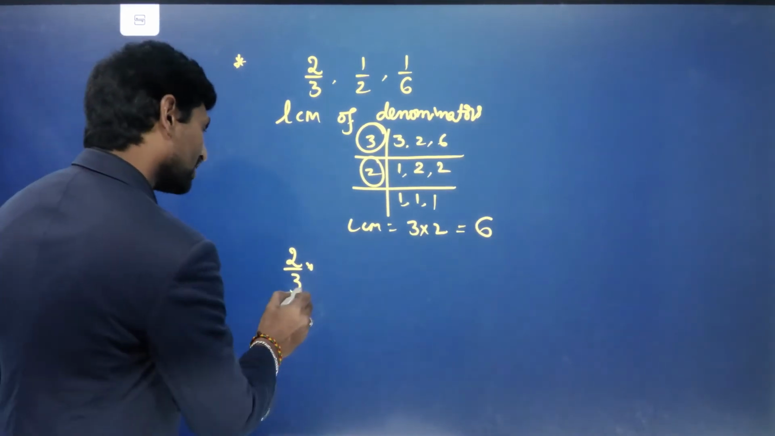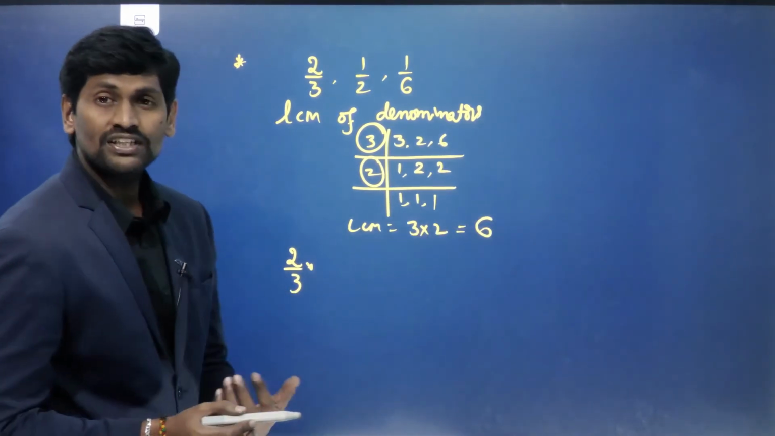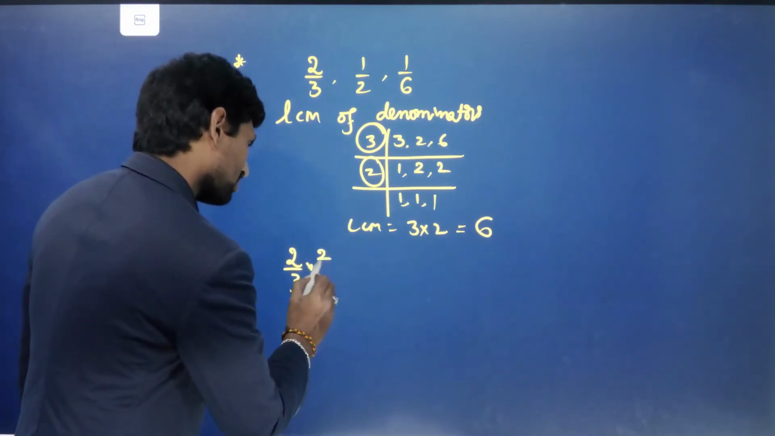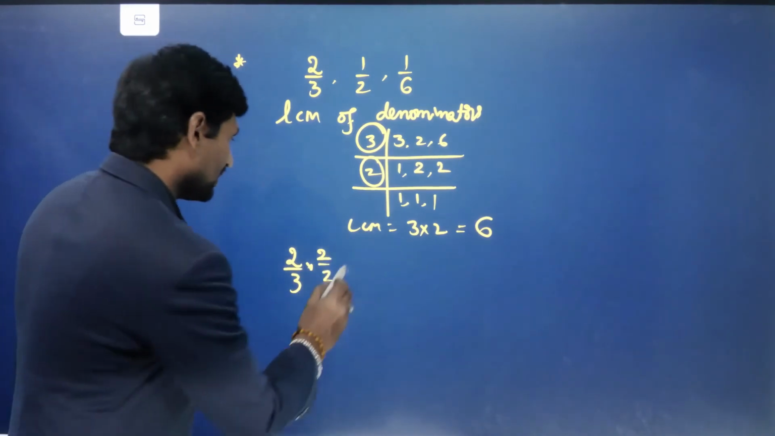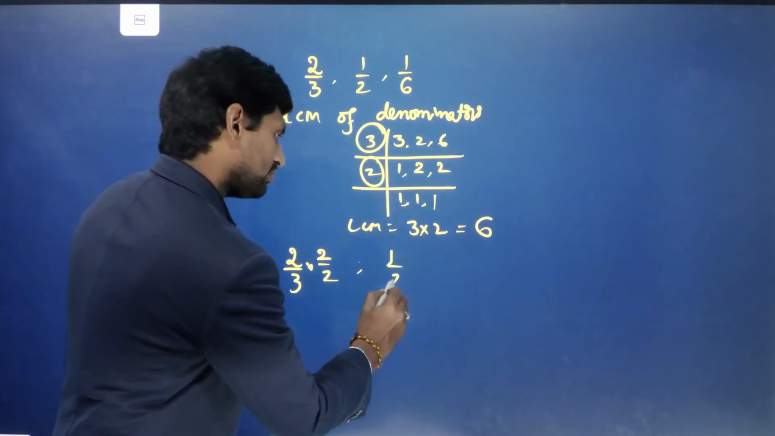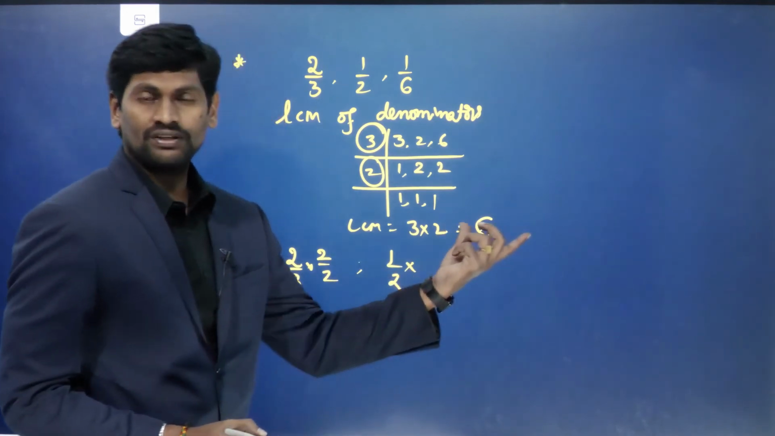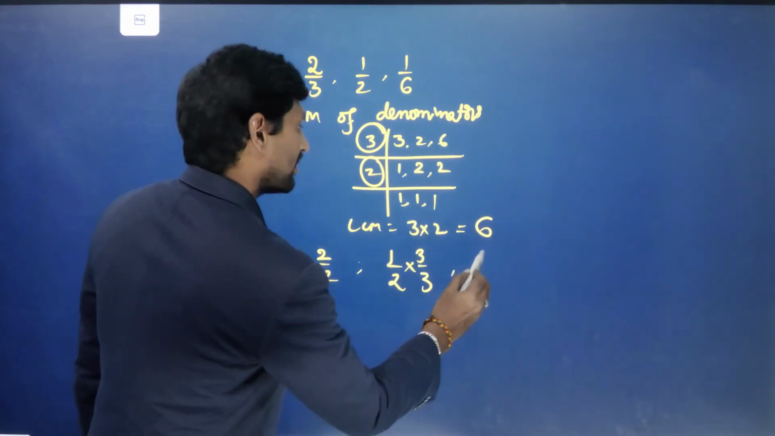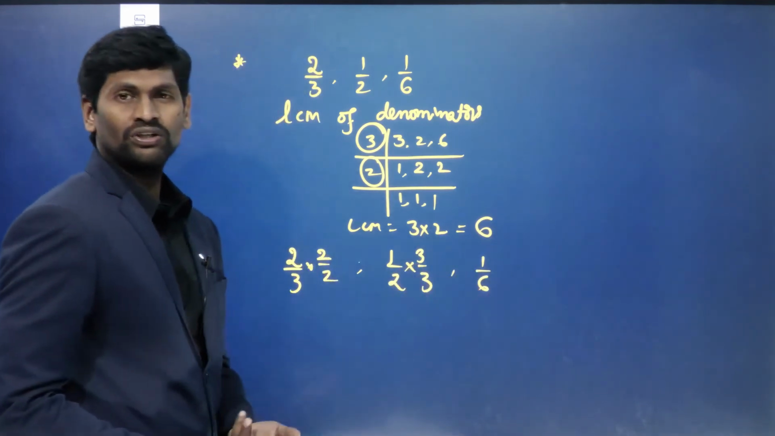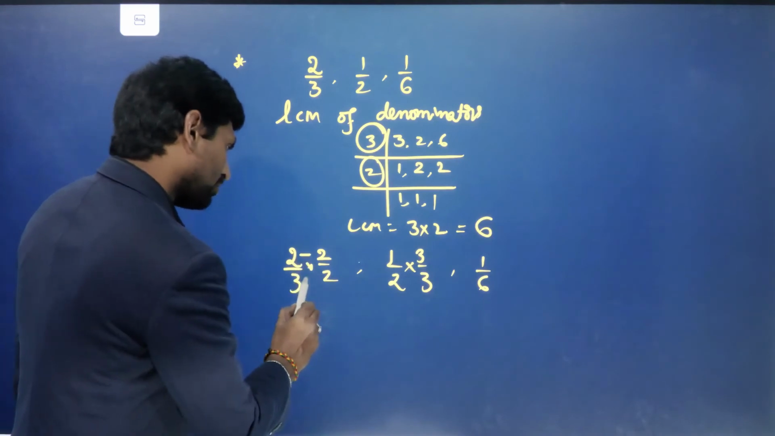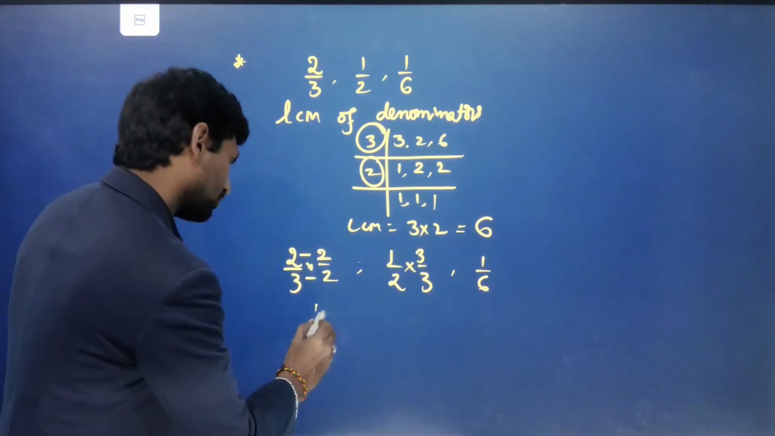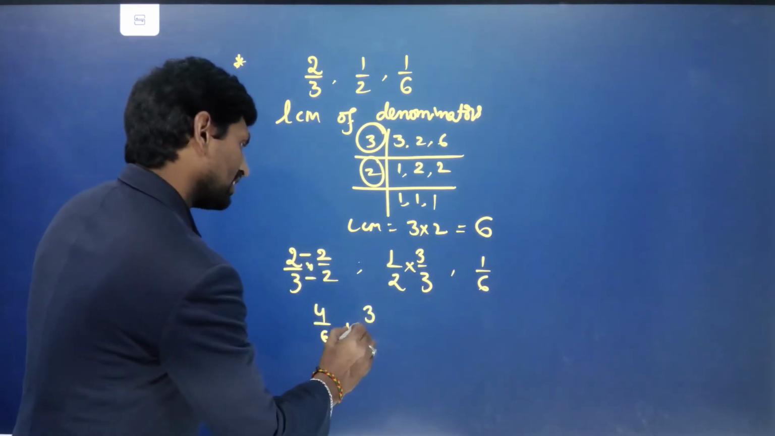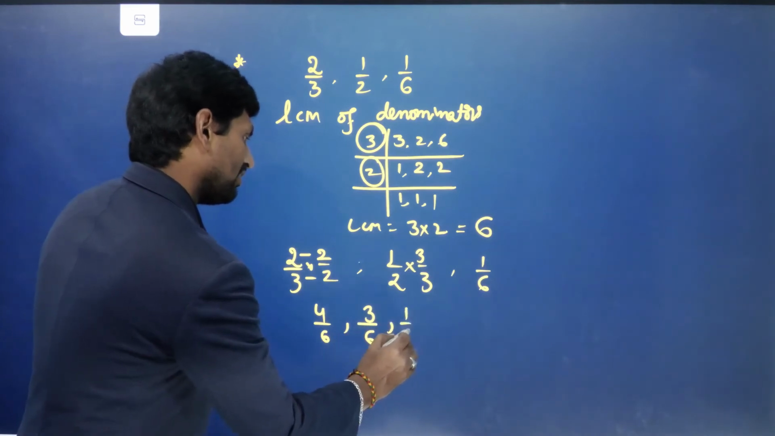That means the denominator 3 has to become 6. In the 3 table, 6 comes how many times? 2 times. So 2 by 2. In the same way, the next one, 1 by 2. This denominator 2 should become 6. So 2 table, obviously 3 times. This one is already 6, so there is no need to convert it. So multiply numerators and multiply denominators: 4 by 6, 3 by 6 and 1 by 6.